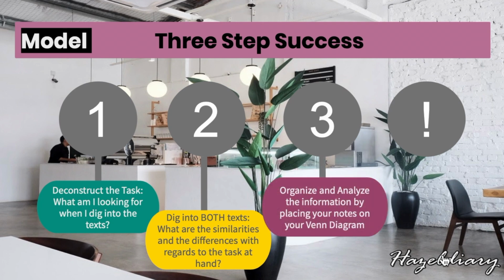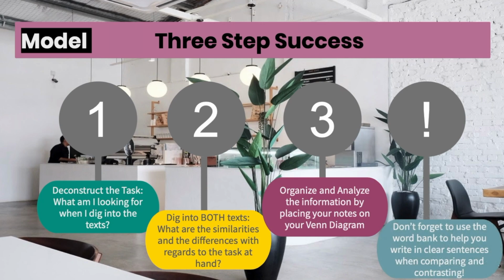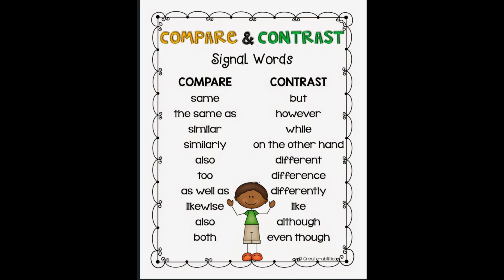Organize and analyze all the information you've read by placing your notes on your Venn diagram. We've done diagrams in class. I want you to do a little version at home, or if you have huge construction paper, you can make a universal one where you use Post-it notes and you can use it every time you have a lesson like this. It's up to you. You can be as creative as you like. And last but not least, this exclamation mark is just extra notes that I think will be helpful. I want you to use the word bank to help you write in clear sentences when comparing and contrasting. This word bank is available on Clever.